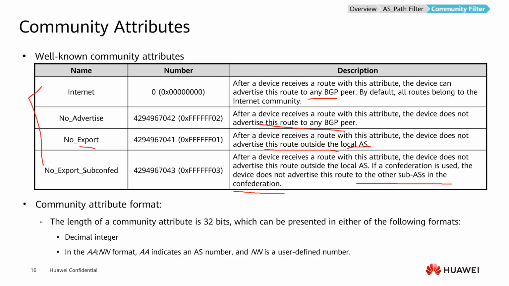You can also use a community attribute configured by yourself, and the format is, as usual, AA:NN. AA indicates the AS number, and NN is a user-defined number. So you can configure the community attribute by yourself, just using this format.